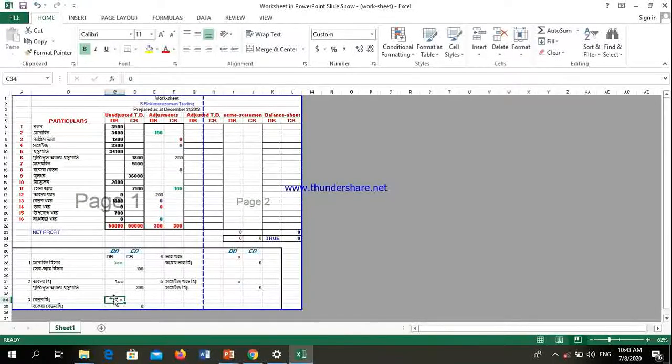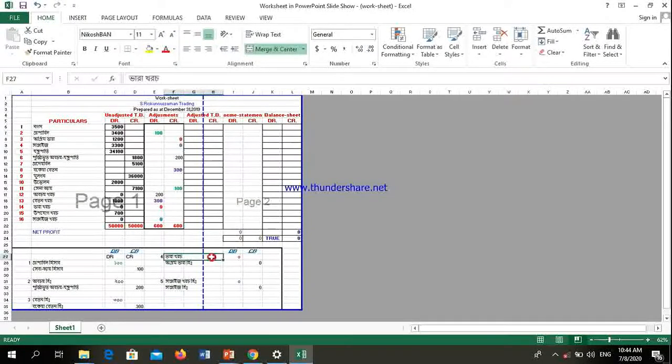Okay. Next one. Salaries expenses was debit and salaries payable credit. How much amount? 300. So what will be the impact? Salaries expenses debit and salaries payable credit. Debit. Okay.